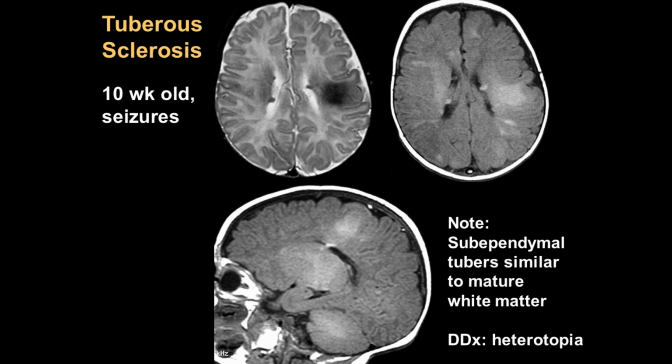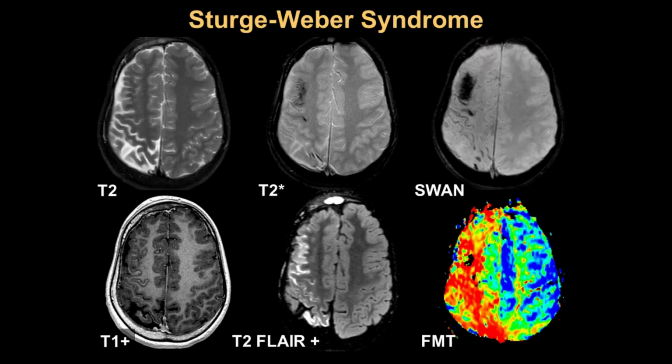You notice they're bright on T1 and they're dark on T2. So they're following the signal intensity of mature white matter. If these had been gray matter heterotopia, which we'll look at later, they would have followed gray matter signal intensity. So this is another clue. And these sort of radial lines you see going through the white matter in various locations are also characteristic of tuberous sclerosis.